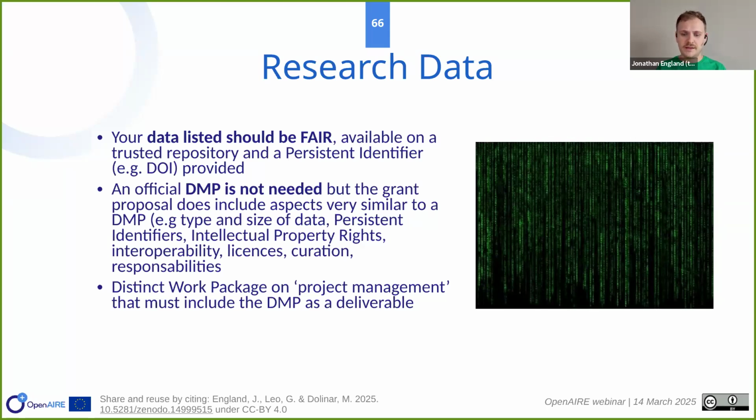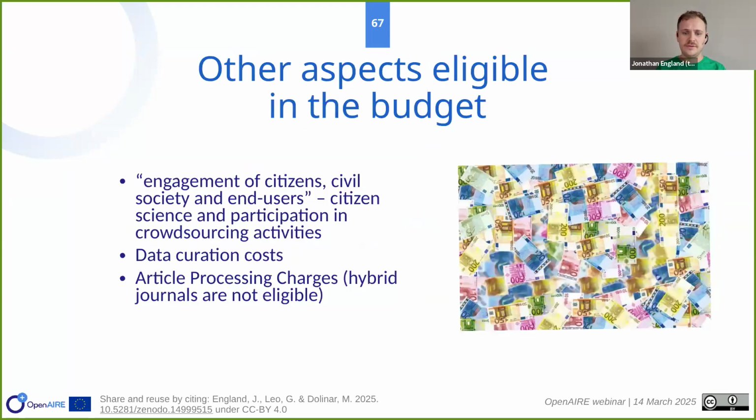There's a distinct work package for project management that is needed also. Remember that in your grant proposal, and this is something people forget, you can add a lot of things, whether it's about engagement with citizen science, crowdsourcing activities, data creation costs. So you can have a data steward, for instance, allocated to the project. You just need to include it in the project. Remember, again, that article processing charges for hybrid journals are not eligible.